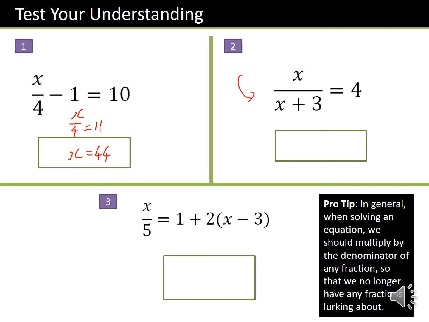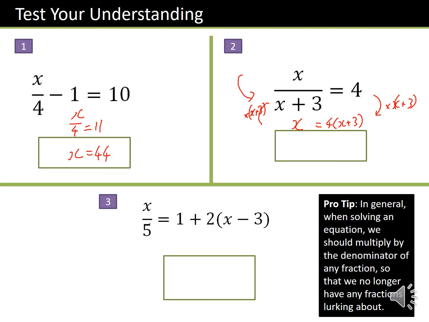So this one, a bit tougher because we've got x plus 3 in the denominator, but the idea is the same. We're still going to try and get rid of that. So we're going to times both sides by x plus 3. So if we times both sides by x plus 3, that gives us x equals, we've got to remember to do it to both sides, so that'll be 4x plus 3.